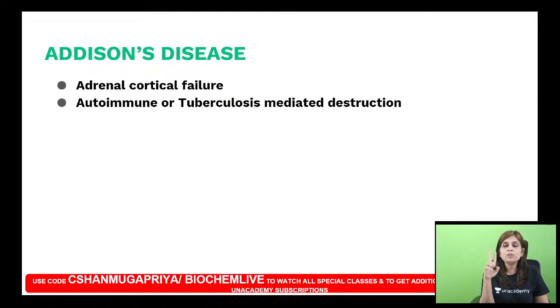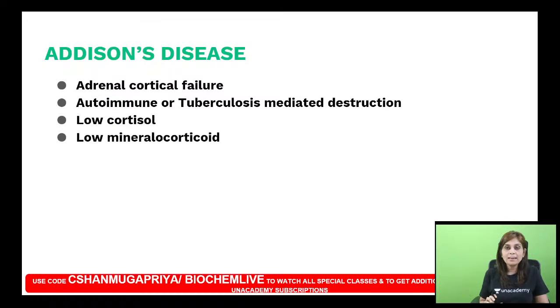So tell me, what are the two common causes of Addison's? It's either autoimmune destruction or tuberculosis mediated destruction. In either case, when the adrenal cortex is spoiled, what will happen to cortisol secretion and aldosterone secretion? There is low cortisol, low aldosterone.